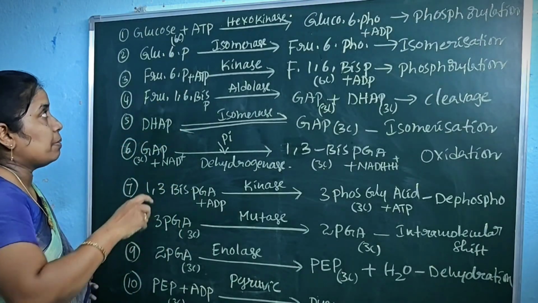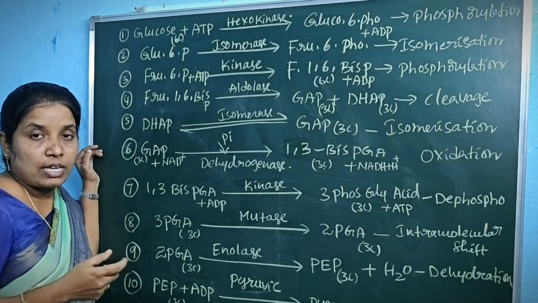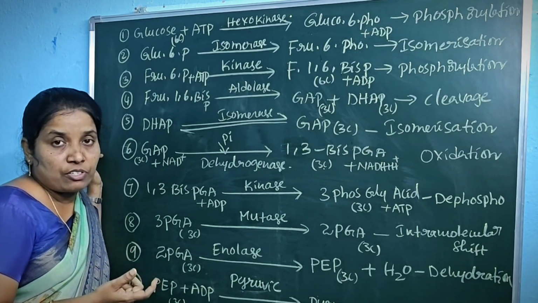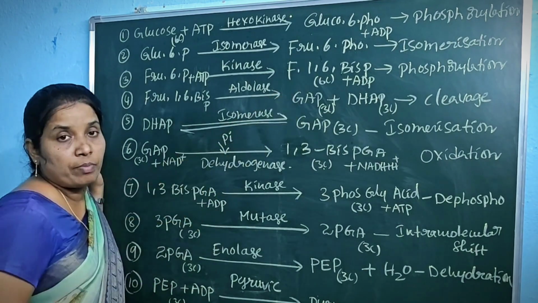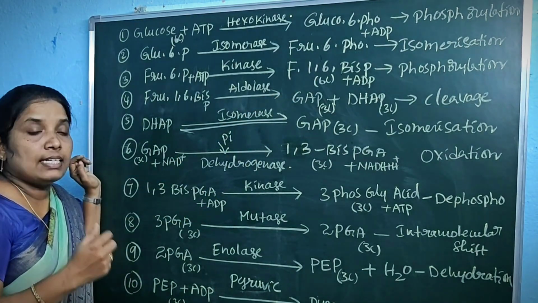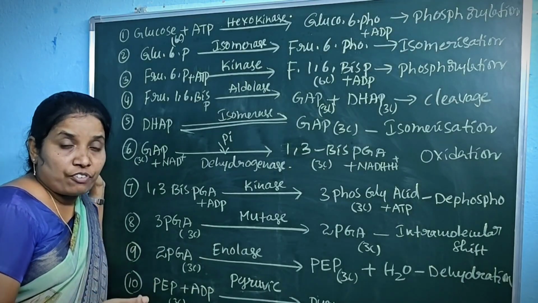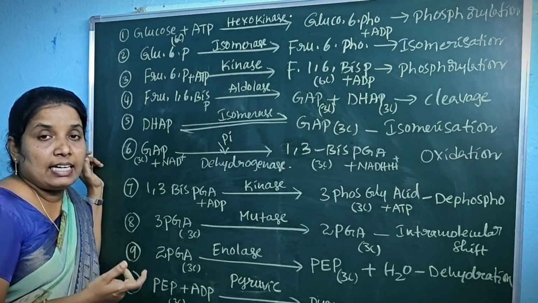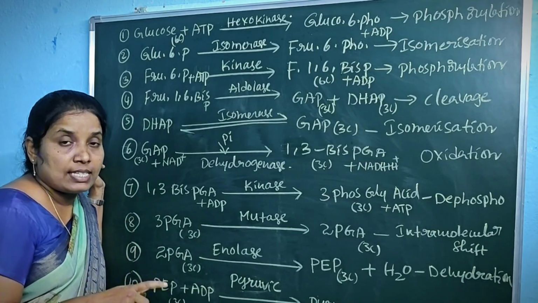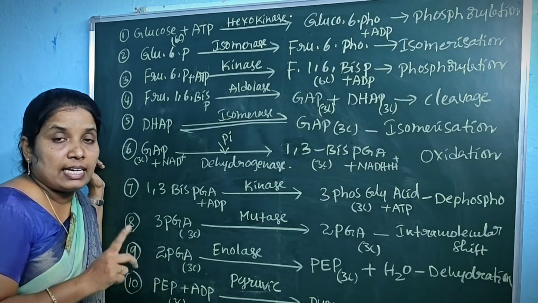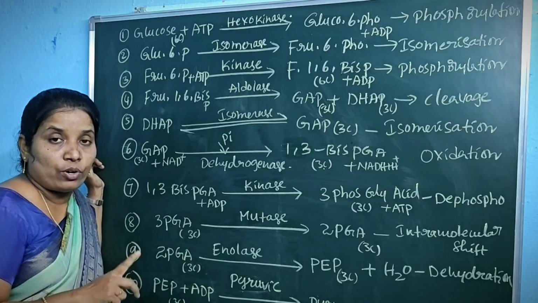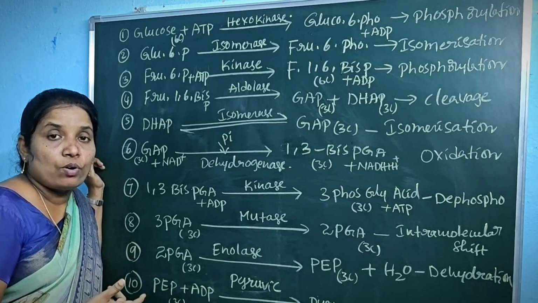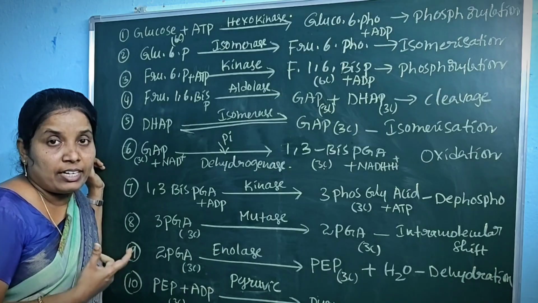In the second step, glucose 6-phosphate undergoes isomerization. There, it converts into fructose 6-phosphate. This step is called isomerization. So, in the third step, fructose 6-phosphate undergoes phosphorylation again. There it converts into fructose 1,6-bisphosphate, which is a key intermediate product of glycolysis. That's why this pathway is also called hexose diphosphate shunt.